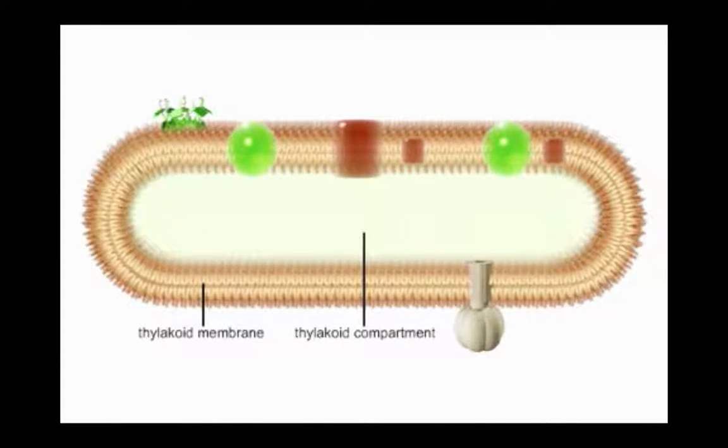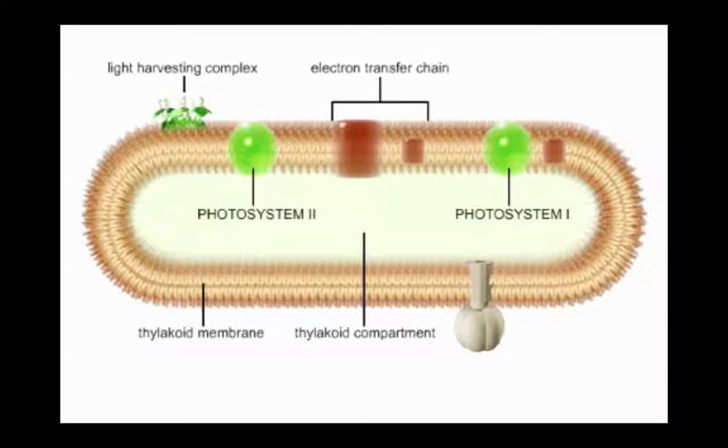Through the stroma. Embedded in the thylakoid membrane are light-harvesting complexes, photosystems, electron transfer chains, and ATP synthases. Together, these membrane components capture light energy and use it to synthesize ATP and NADPH.